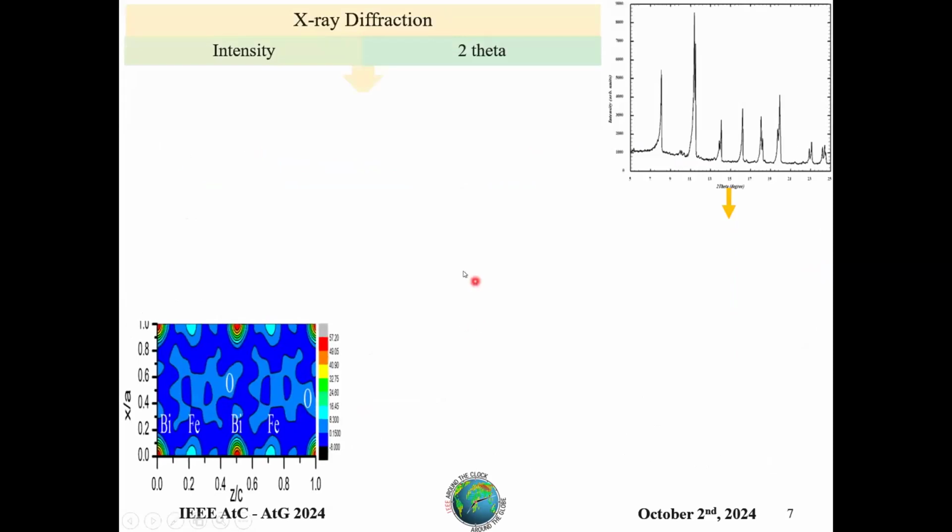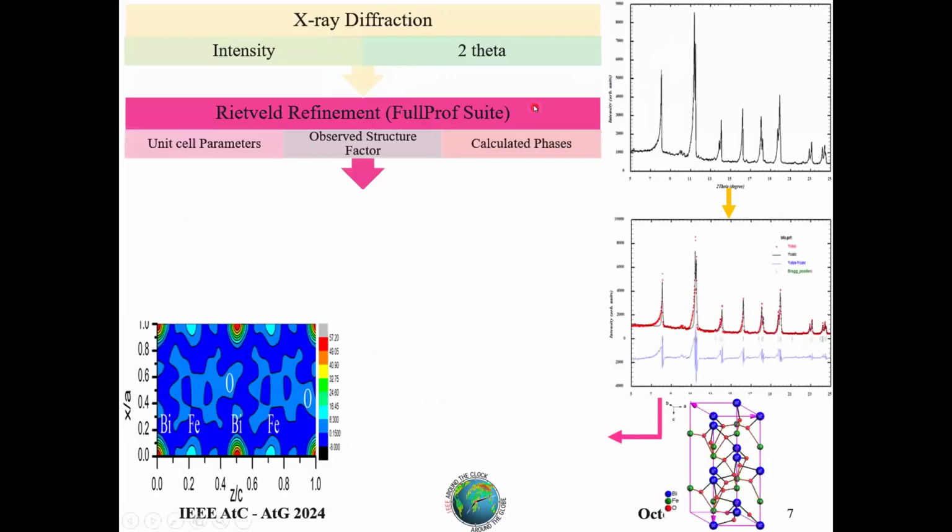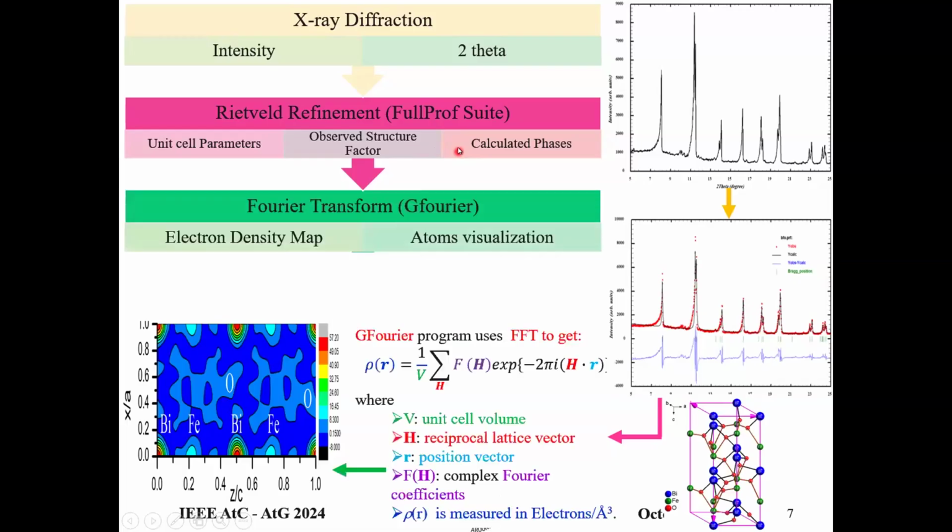But how can we construct this electron density map? Well, it starts with X-ray diffraction to get the 2 theta and the intensity. Then the 2 theta and intensity, or the X-ray diffraction data, are refined using any program based on Rietveld refinement. In this study, I used the FullProf program. From this refinement, the unit cell parameters were obtained and the unit cell was plotted. The observed structure factor is obtained, as well as the calculated phases. Then, the obtained data are processed using the Fourier transform or using the GFourier program, which is also part of the FullProf suite of programs.